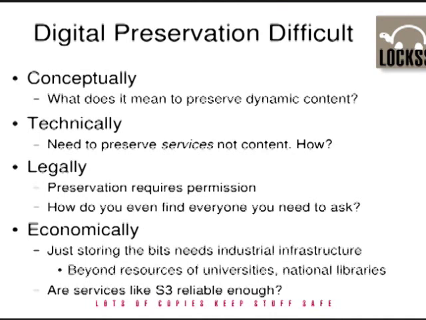To sum up, we can see that digital preservation faces some really difficult questions at all levels. What does it mean to preserve dynamic, personalized content? How can we figure out what services the dynamic content depends on? And how can we figure out what services those services depend on? And so on ad infinitum. Because in this mashed up world, you still need to ask permission from everyone. And how are you even going to find everyone you need to ask permission of? And above all, even if we get very creative at addressing cost reduction, how can we possibly afford the industrial infrastructure that's needed? Do we have to rent it from services like Amazon's S3?